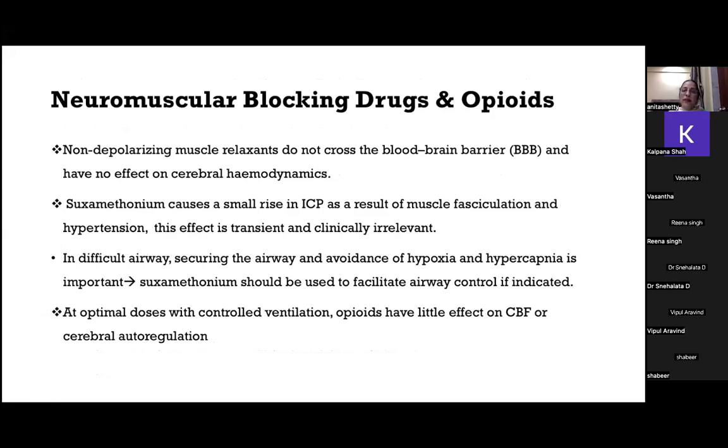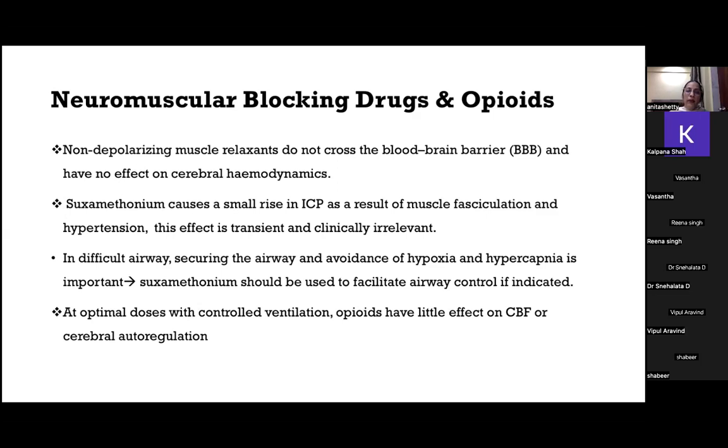Non-depolarizing muscle relaxants do not cross the blood-brain barrier and have no effect on cerebral hemodynamics. Suxamethonium can cause a small rise in ICP as a result of muscle fasciculation and hypertension, but this effect is transient and clinically irrelevant, and it can be attenuated by giving adequate depth of anesthesia.